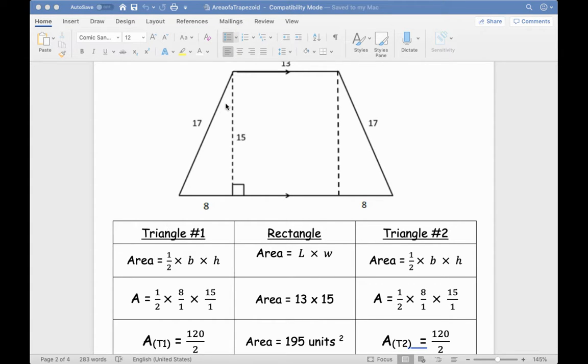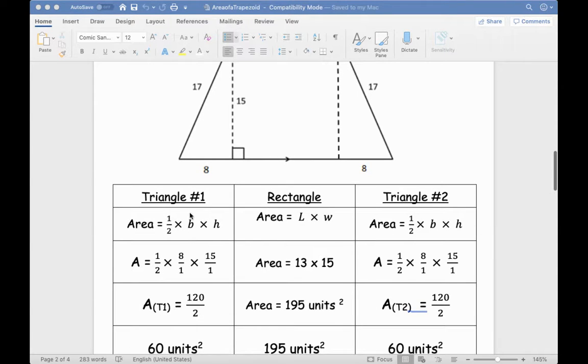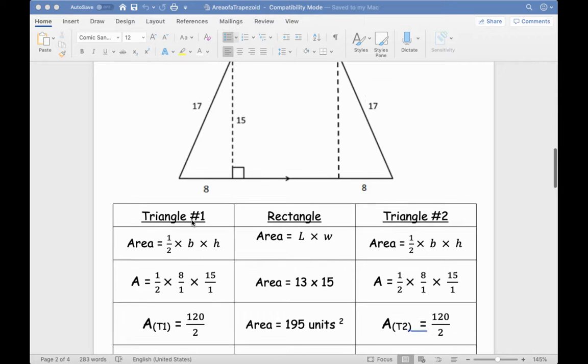Remember, the formula for a triangle is what? Area equals 1/2 base times height, right? Good. Okay, so 1/2 times what's the base? The bottom of the triangle is 8. So I make that a fraction, 8/1, times the height. The height we said was 15.